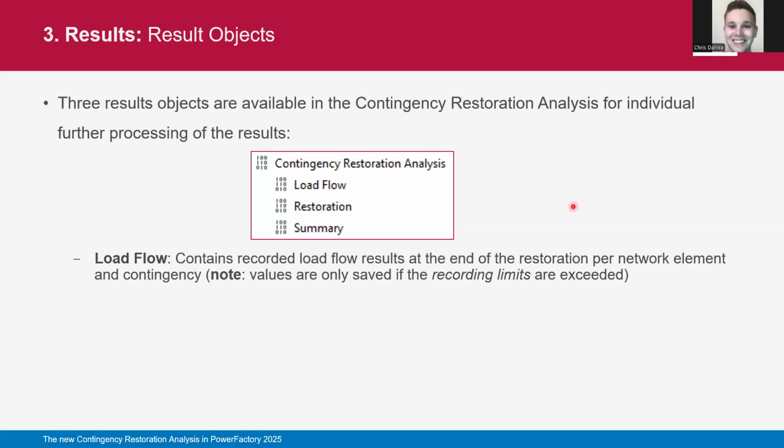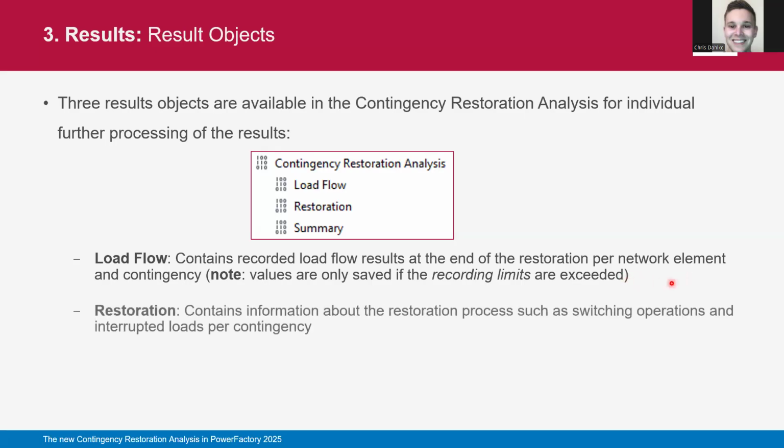Yeah, it's just a way to keep the data usage at a minimum. So this can be adjusted by the recording limits that I will show later on. The second one, the restoration result object, contains the information about the restoration process, basically from this overview report that I've shown to you.